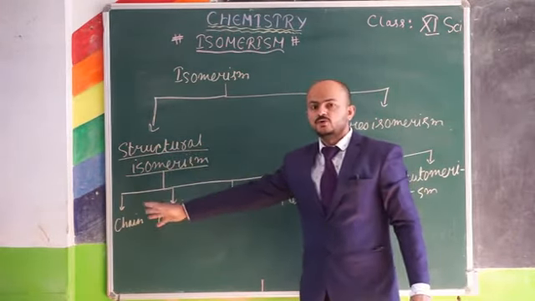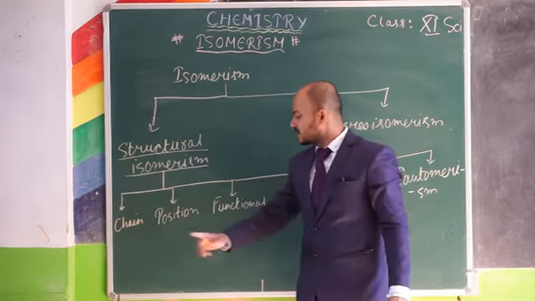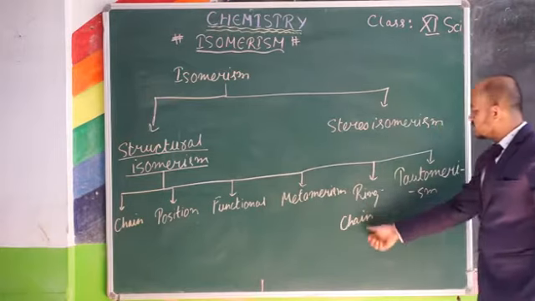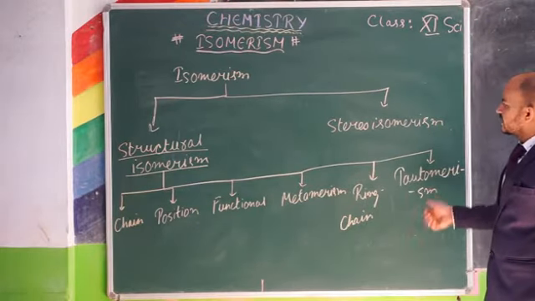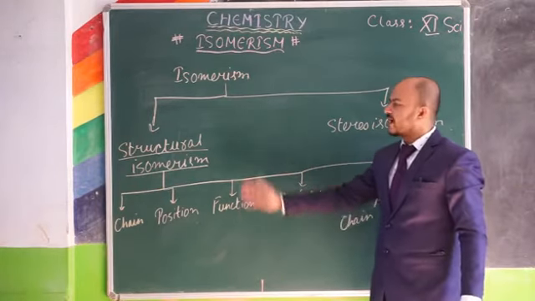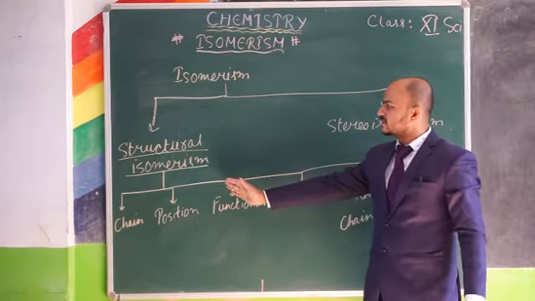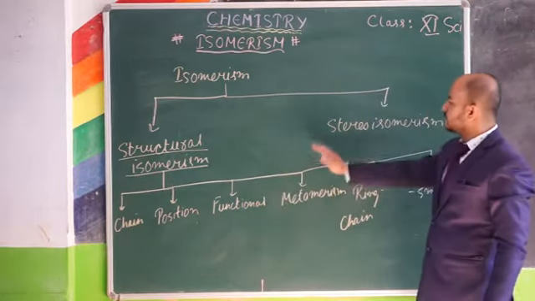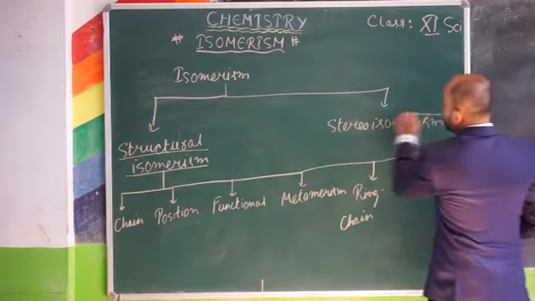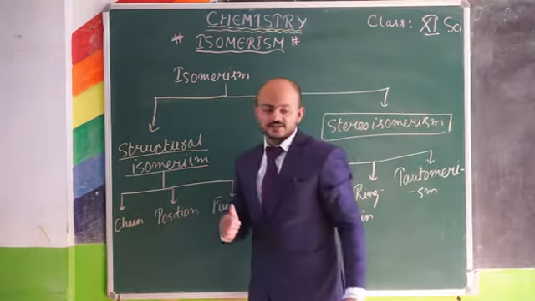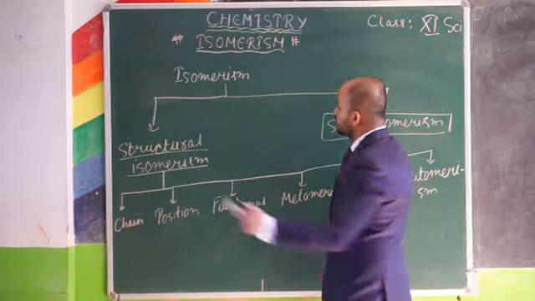Chain isomerism, I hope you know it, we have discussed it in class 10. Position isomerism also. Functional isomerism, metamerism, then we have ring chain isomerism, and then tautomerism. So let's discuss these one by one first. After discussing structural isomerism and its types, we will move to stereoisomerism. So we are going to discuss chain isomerism first. So what is chain isomerism?